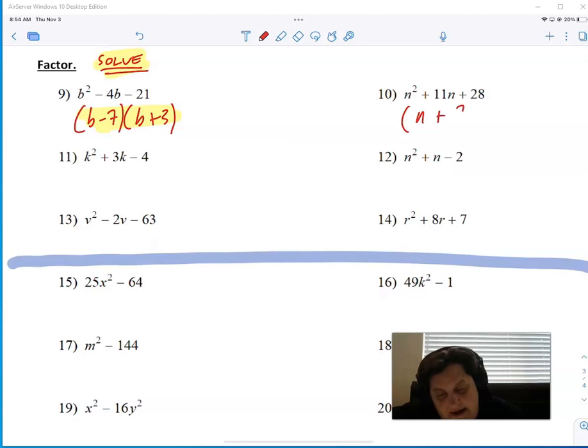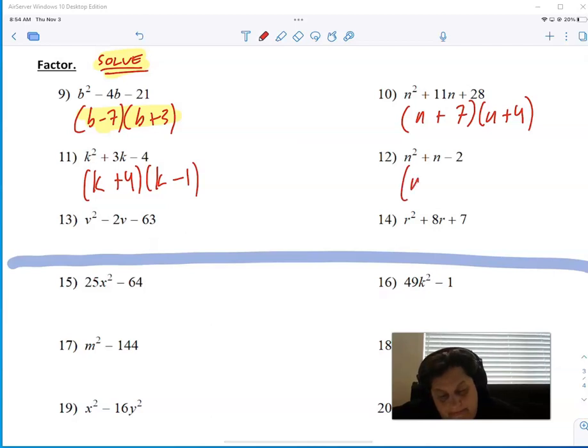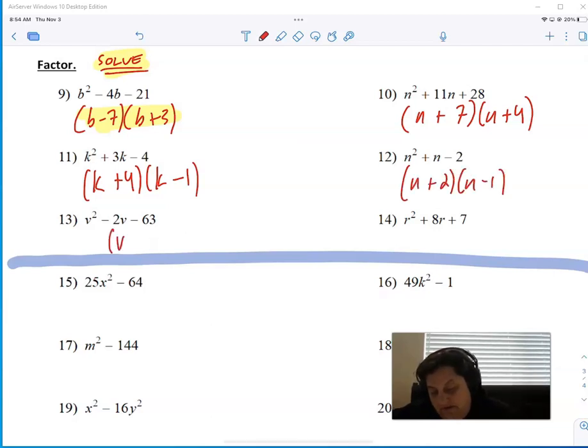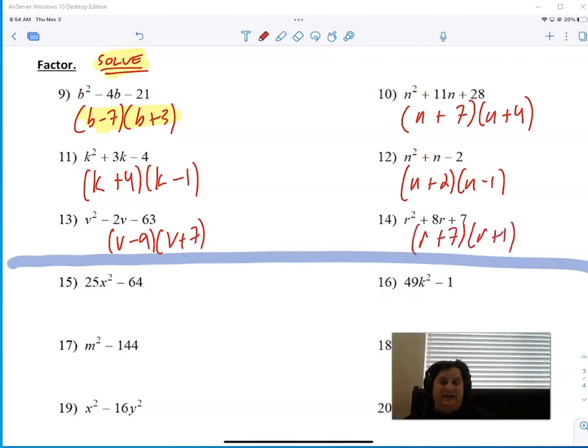Multiplies to make 28 and adds to make 11 is 7 and 4. Multiplies to make 4 and subtracts: this one is plus 2 minus 1. This one is minus 7 plus 1, and that's plus 7 plus 1. So we call that just like regular trinomial factoring. Okay?